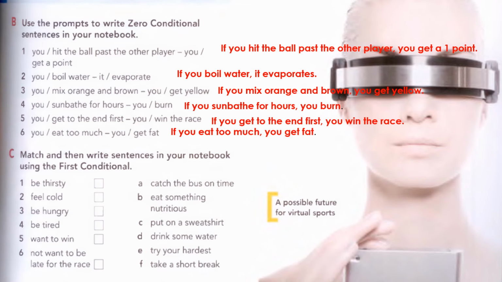Let's discuss the answers. Number 1. If you hit the ball past the other player, you get a point. Number 2. If you boil water, it evaporates. Number 3. If you mix orange and brown, you get yellow. Number 4. If you sunbathe for hours, you burn. Number 5. If you get to the end first, you win the race. Number 6. If you eat too much, you get fat.